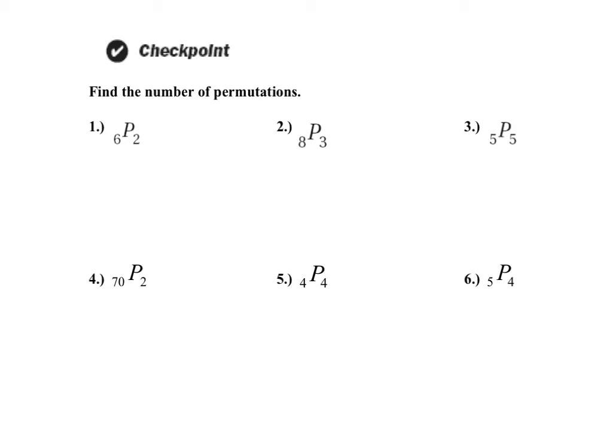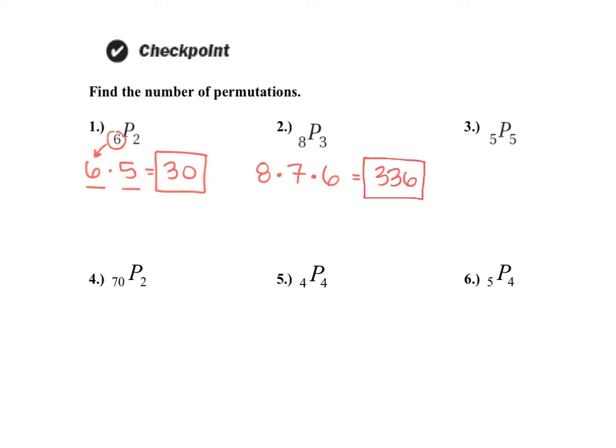So number 1 would be 6 times 5, which is 30. Again, the first number tells you what you start with, and the second number tells you the number of spaces, how many numbers you're going to be multiplying. Number 2 would be 8 times 7 times 6. Again, there are 3 spaces, so we're going to multiply 3 numbers. So 8 times 7 times 6 would give me 336.